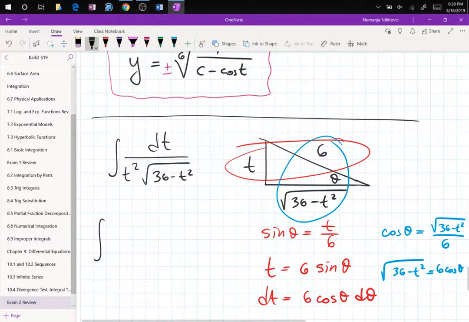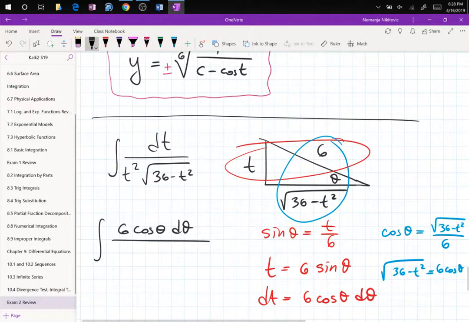Integral dt is 6 cosine theta d theta divided by t squared. That's going to be 36 sine squared theta, because you have to square both sides to get t squared. And then the square root is 6 cosine theta.